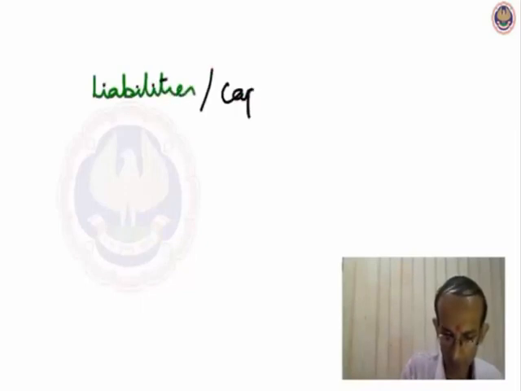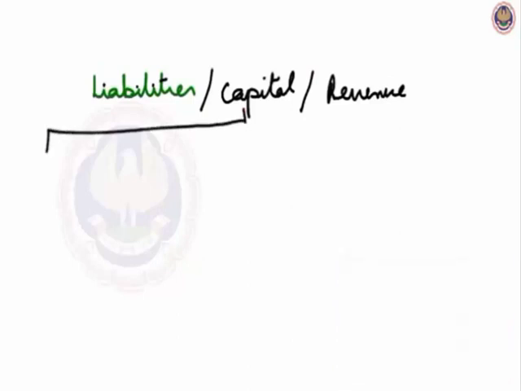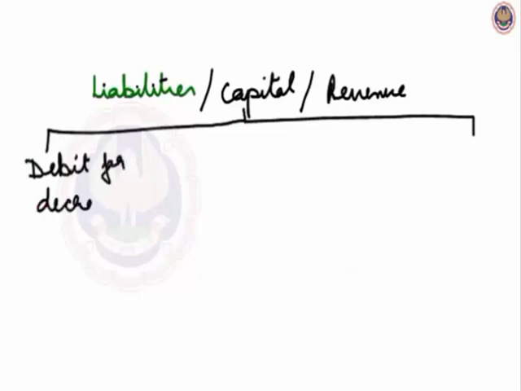For liabilities, capital and revenue, there is one rule, that is debit for decrease and credit for increase.